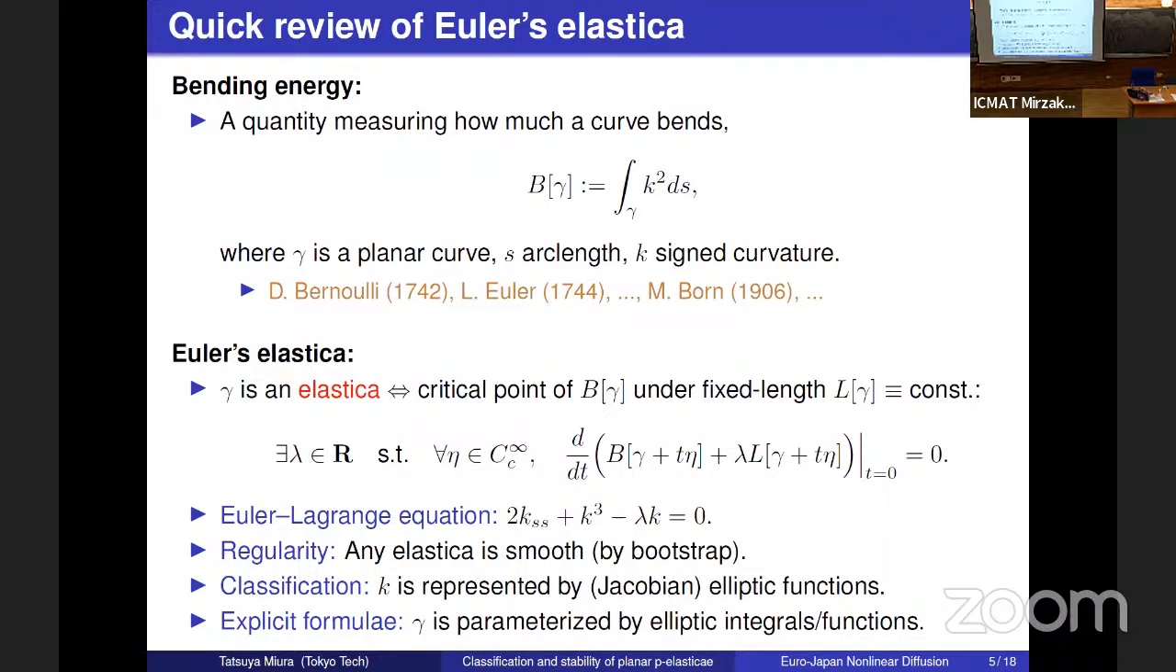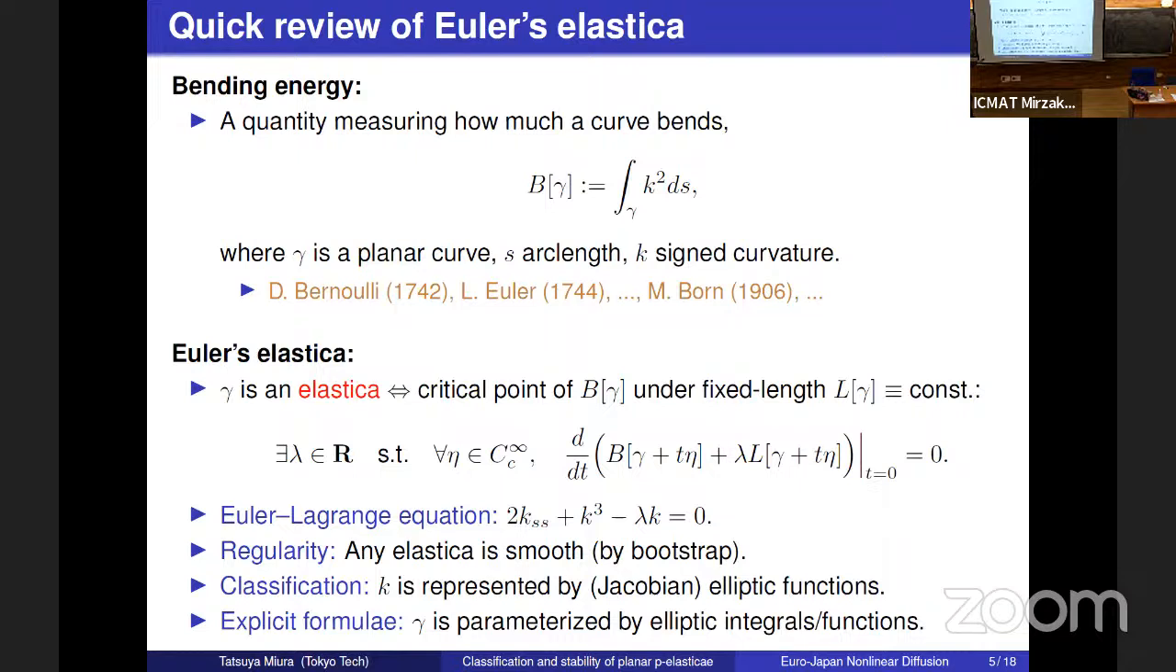The classic elastic problem is a variational problem for bending energy, which is defined by the L2 norm of the curvature for a planar curve, where S denotes arc length, and k denotes the signed curvature. Okay. And this is proposed by Bernoulli. And if we say that the curve is elastica, it is a critical point of the bending energy under the fixed length constraint. So this fixed length constraint is quite important in this context.